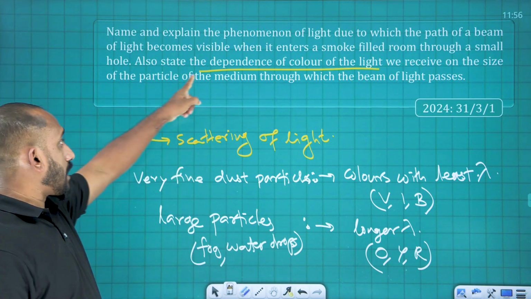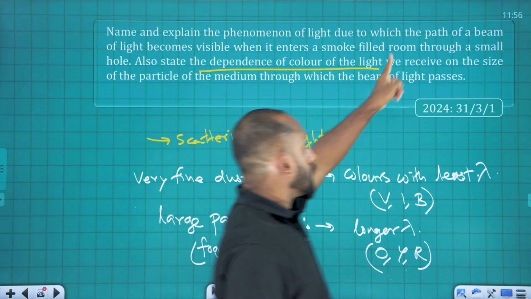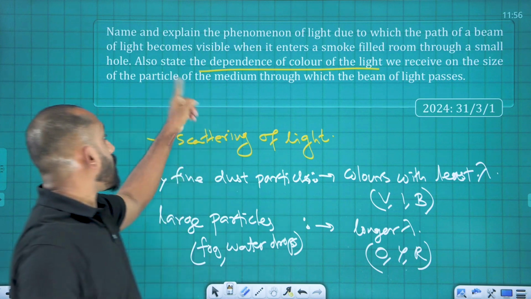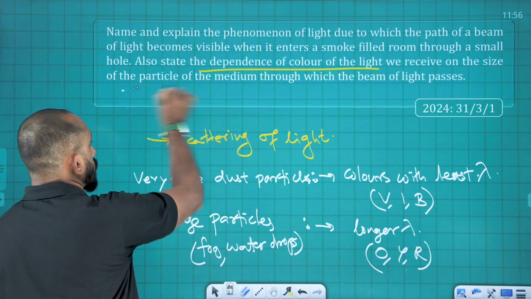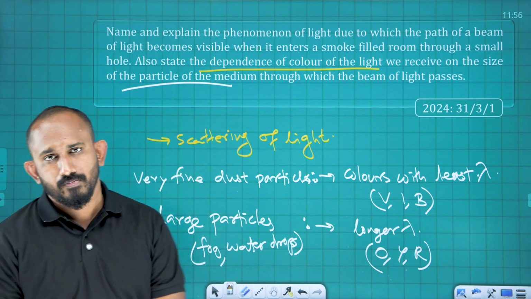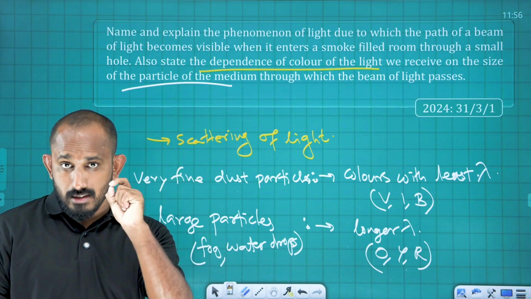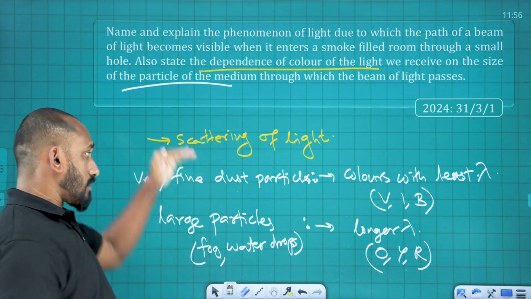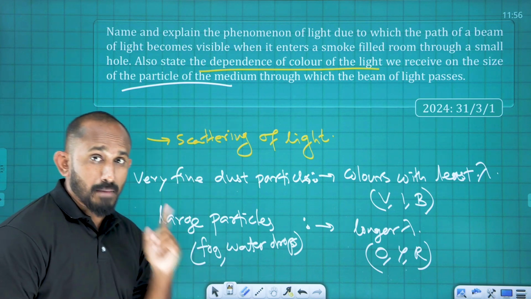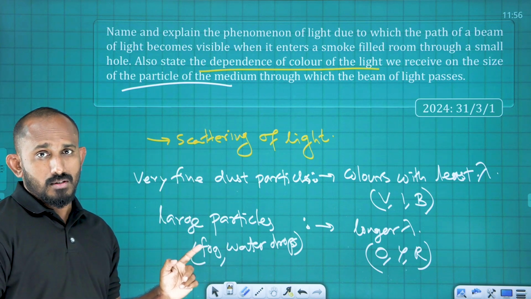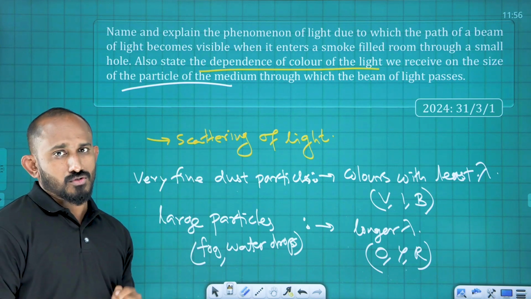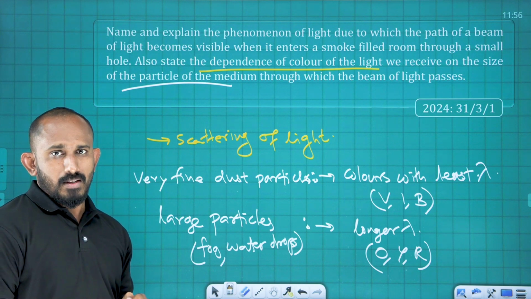So here, state the dependence of the color of the light we receive on the size of the particle of the medium. It depends on the size of the particle of the medium this way. See, it's a technical, logic question. Please address it effectively, because keywords are very important there. So pause the video and make sure you know this concept. It's a probable question this year also. Let's see the next question.